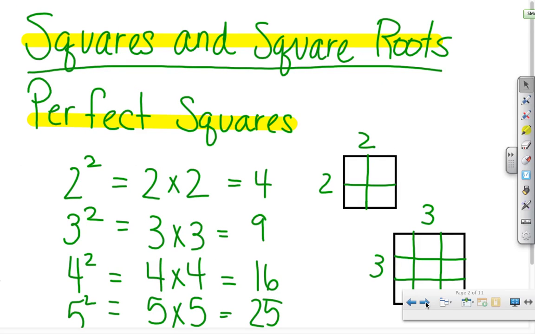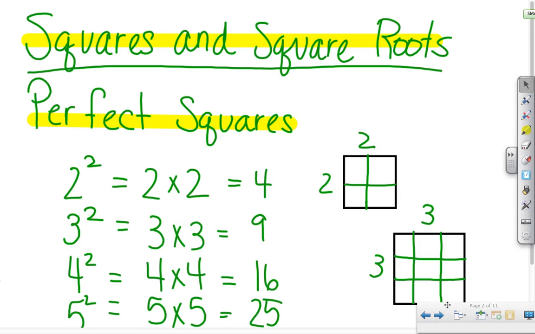All right, here we're looking at squares and square roots. But before we get to that, we need to talk about perfect squares. Perfect squares are just what they say, a perfect square. Here we've got a 2 by 2 square, meaning we've got 2 units on the length, 2 units on the width. And a 2 by 2 square would just be 2 times 2, which gives us 4.